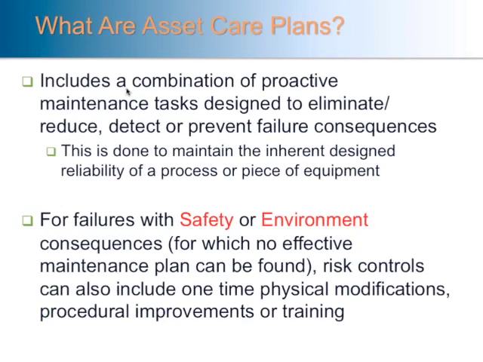So when it comes to asset care plans, there really is a combination of proactive tasks that you need to put in place to reduce or eliminate consequences. And this is that nice tie-in between your PM program and your assessment, because at the end of the day, every PM we perform is about consequence mitigation, not necessarily eliminating a failure. When we deal with failures that have safety or environmental consequences, and we can't find a care plan that is going to manage that to a tolerable level, once again, referring back to that risk matrix, then we need to look at other things like one-time modifications or other procedural controls to manage that more effectively.